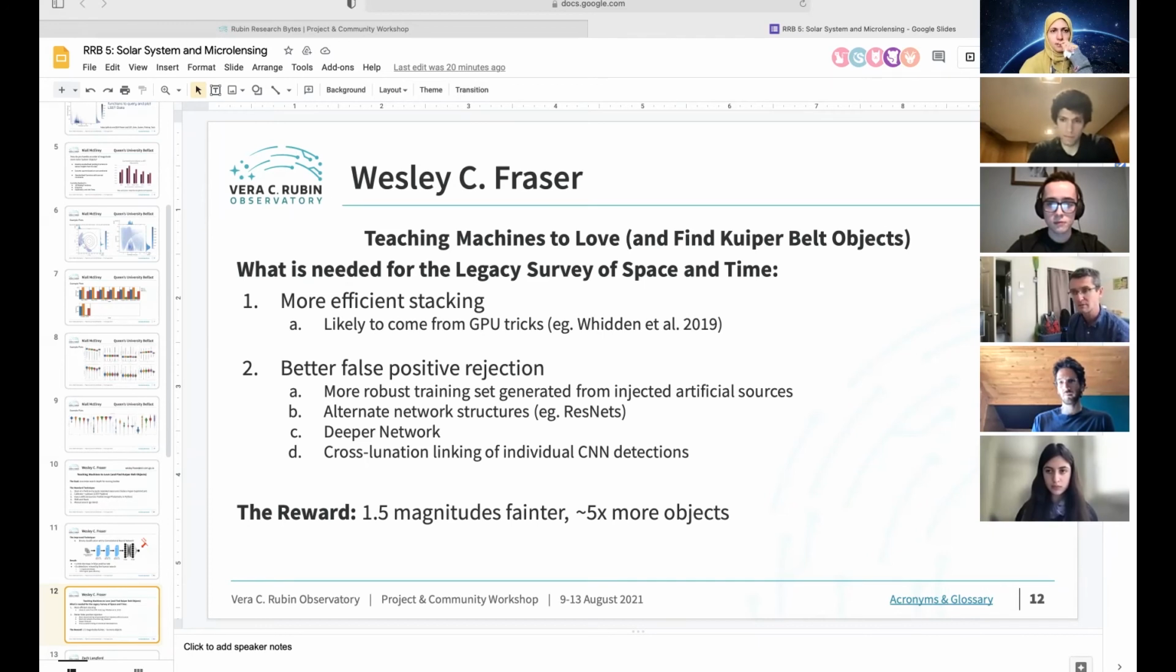Alternate network structures will be used, fancier, deeper networks and all. And then, of course, we can take advantage of cross-linking to really throw away some of the nefarious false positives. And if my experience with this is correct, we should see about 1.5 magnitudes fainter overall depth and about 5 times more moving objects. And it's especially true for the Kuiper belt objects, which have a very steep luminosity function. So I think the effort is worthwhile. A 5 times return on an already big sample would be quite an astonishing thing.